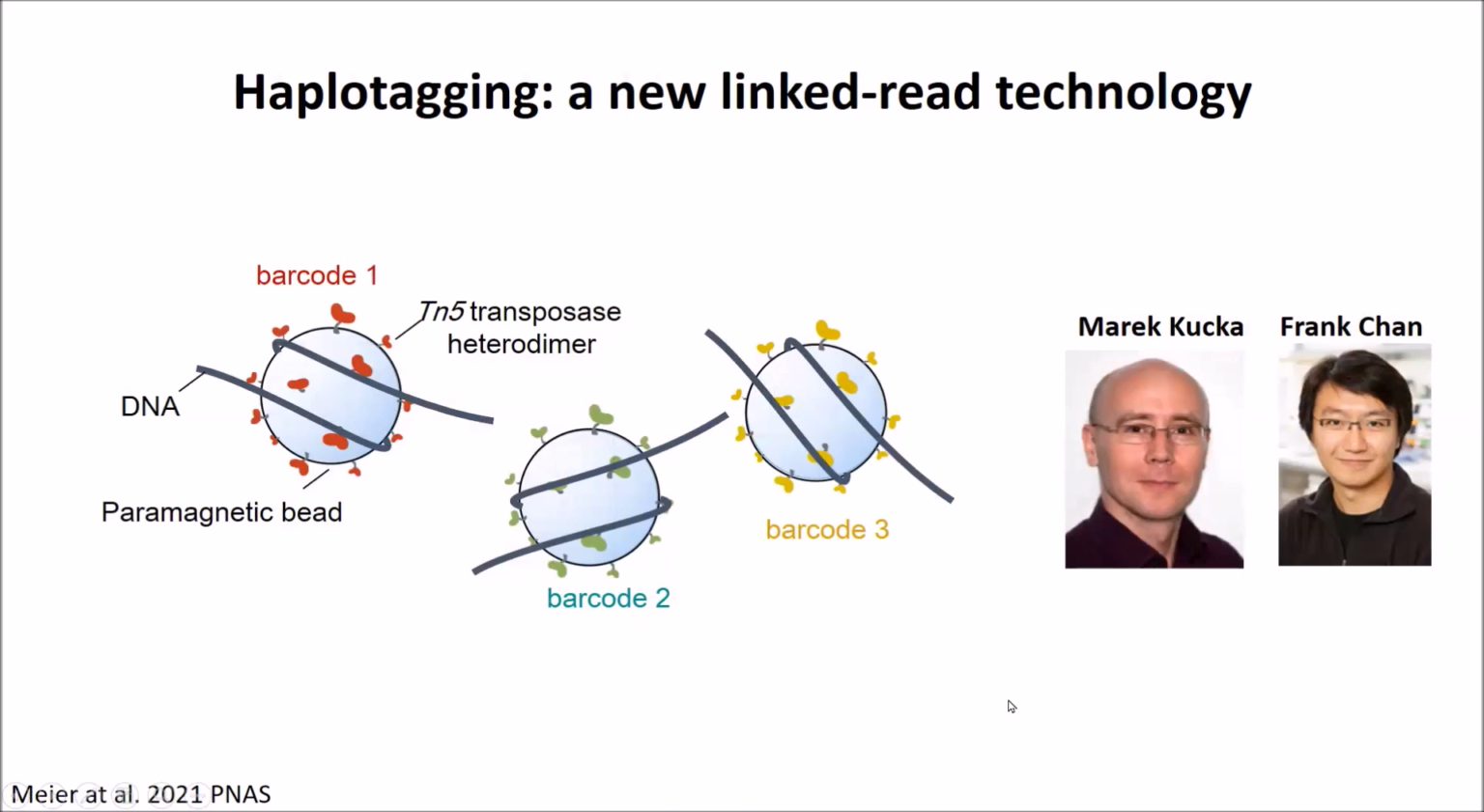For that, we teamed up with Frank Chan and Marek Kuka from Tübingen University. They developed haplotagging, which is a new linked-read technology, where basically the DNA gets wrapped around beads, and then enzymes, the Tn5 transposase heterodimers, cut the DNA and add a short barcode, which is specific to the bead. So all the different fragments of this larger DNA fragment would get one barcode, and all the fragments from this one would get a different one. And then when you sequence those short fragments, you know from which larger fragment they came, because they all have the same barcode. That basically allows one to stitch together longer DNA fragments, and you get nicely phased data sets.